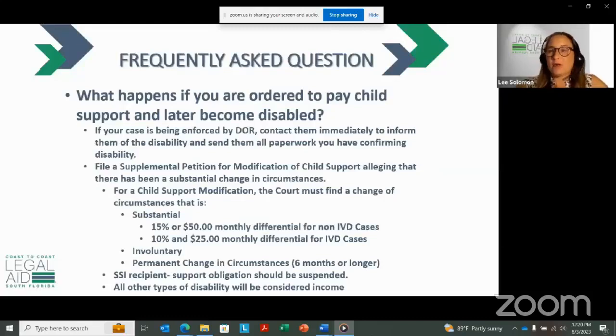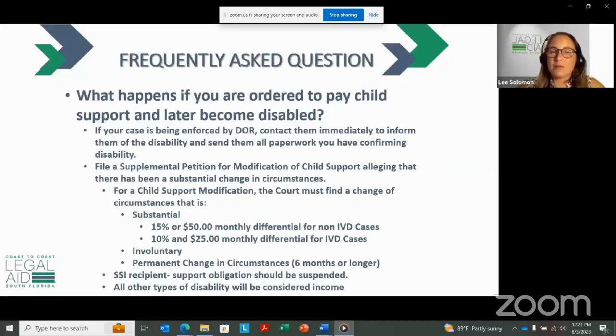You do have the option of filing a supplemental petition for modification of child support, alleging that there's been a substantial change in circumstances. The Department of Revenue might offer to file that on your behalf. So it's something to be noted. You could ask them to review your case and they might file it on your behalf. However, if they're not moving fast enough, you can always file your own modification in circuit court.